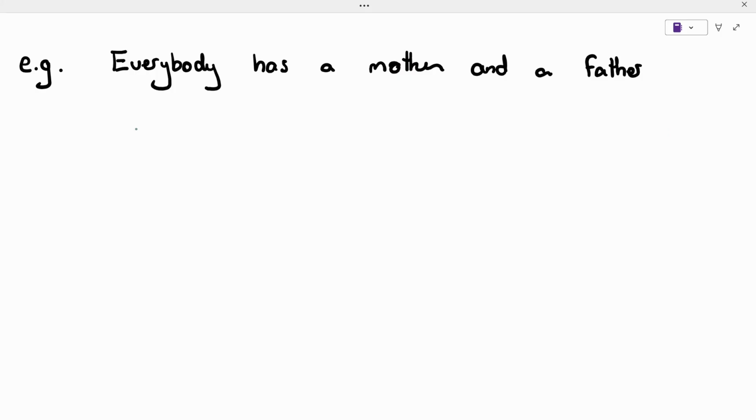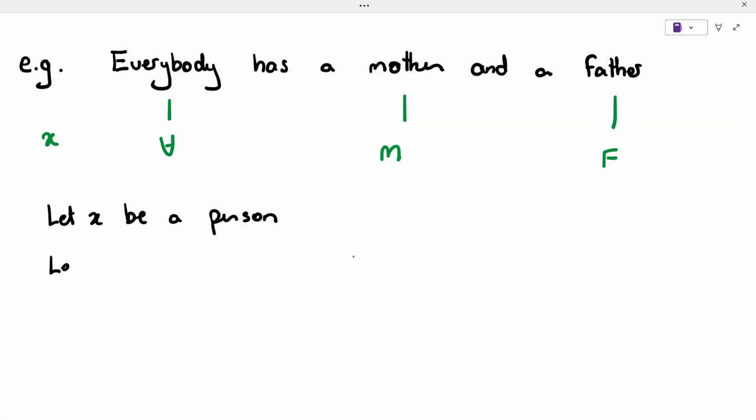So in this example, of course, we are dealing with some people, we'll call those X. We need to find a way to quantify this. The way we quantify everybody is using the upside down A. So for all, or for any, or for everybody, this is called the universal quantifier. We need a function for mother, and we need a function for father. We, of course, need to define our domain. We let X be a person. And now we define the mother function.